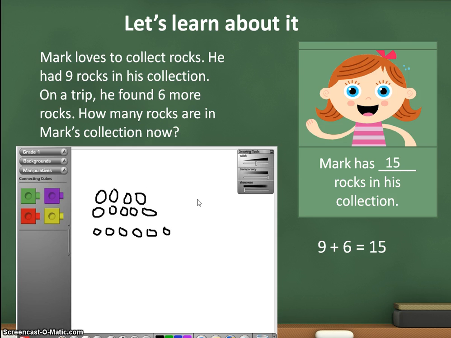And when I add 9 plus 6, I get 15. I can count my blocks or my drawings to make sure that there are 15 there and double check, which there are. So the answer of 15 makes sense.